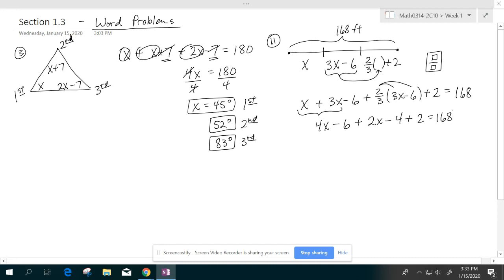Any other questions before I keep going? Okay, so now that I've gotten rid of the parentheses, next I need to CLT. Combine like terms. I've got a 4x plus a 2x. And I've got -6 and a -4 and a +2.